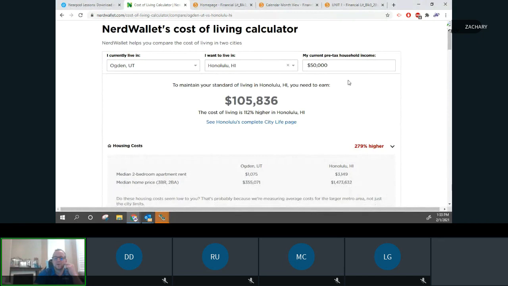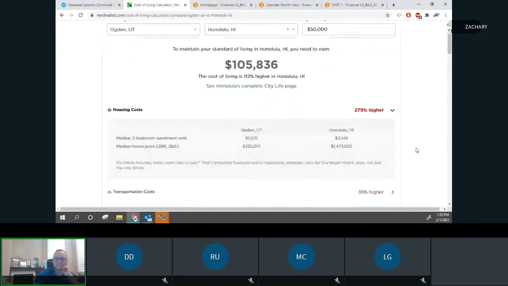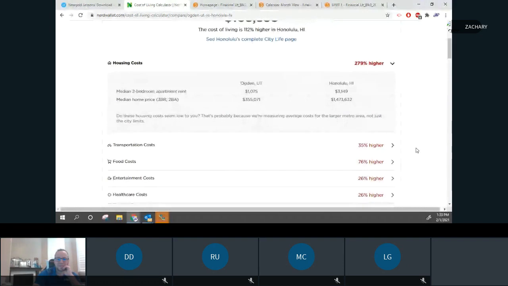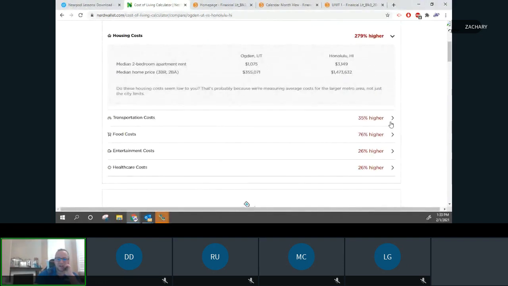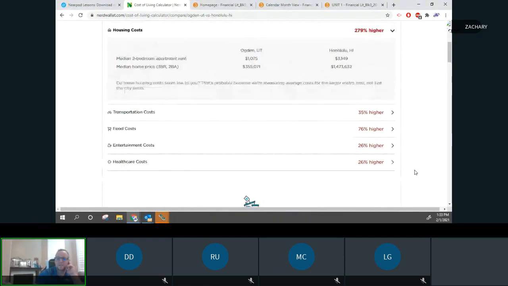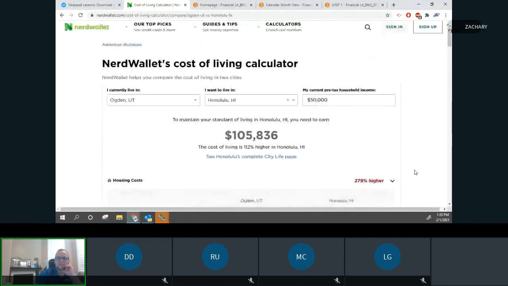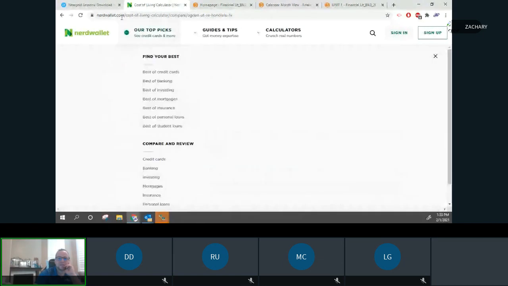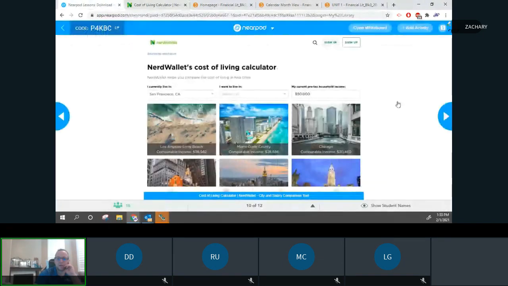105,000 to have the same quality of life as if I made $50,000 in Ogden. That's 279% higher. Transportation is a lot higher. Food costs, that's what kills you. Entertainment's higher. Healthcare costs are higher. It's just expensive to live there, probably because of living on an island and stuff like that, right? So that's something you can go and mess around with.